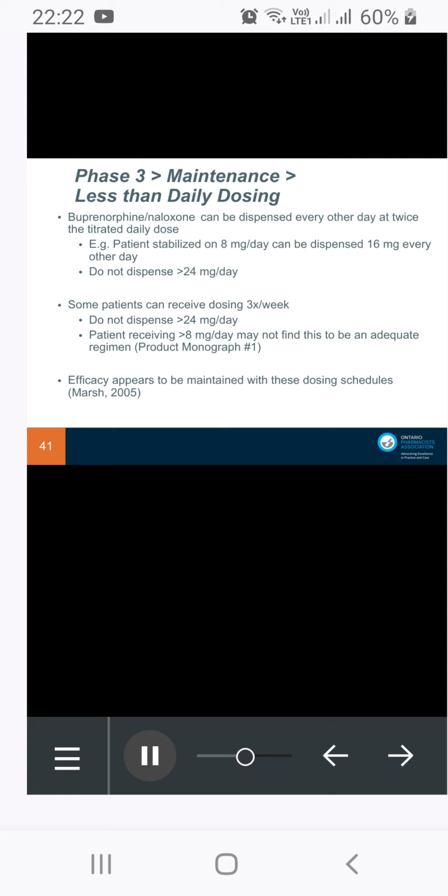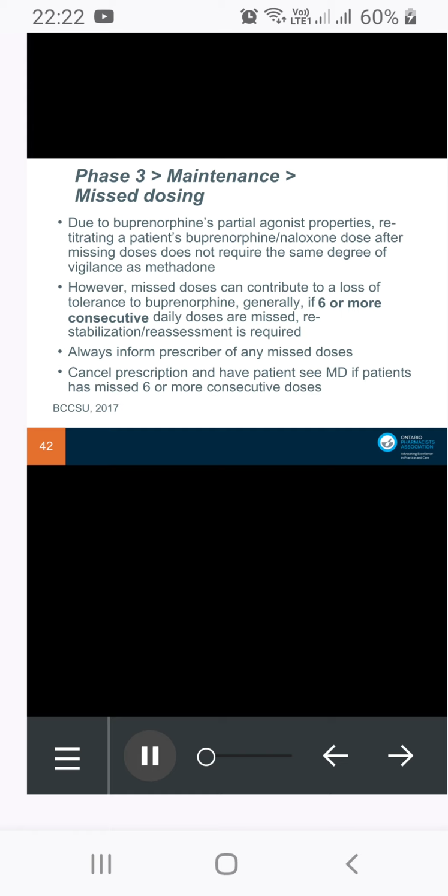Some patients are actually able to get away with dosing three times a week. Again, same caveat, no more than 24 milligrams each day, which means that the patient needs to be stabilized on 8 milligrams or less per day. Otherwise, they wouldn't be eligible for this dosing arrangement. And apparently, the efficacy appears to be maintained with these dosing schedules, which is really great.